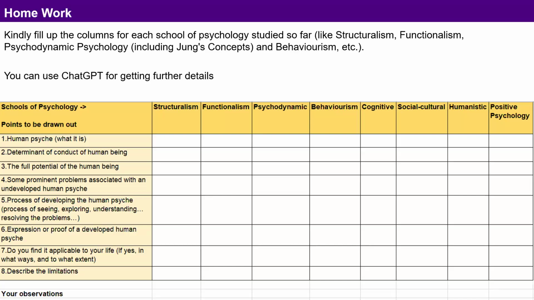Then what is the expression or proof of a developed human psyche according to this particular school of psychology? Does it talk also about the full human potential or the completeness of human conduct, or does it remain somewhat out of scope? You have to find out by yourself. And then you have to see how you find it applicable to your life, right?